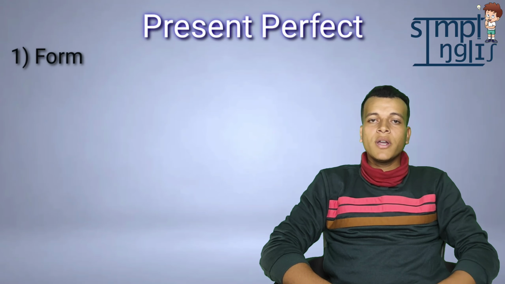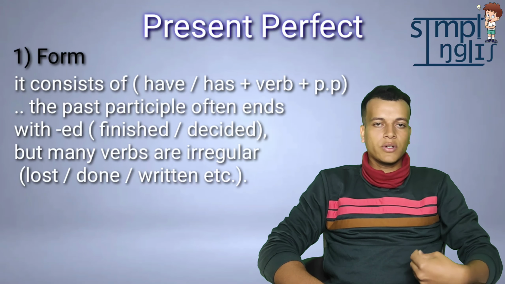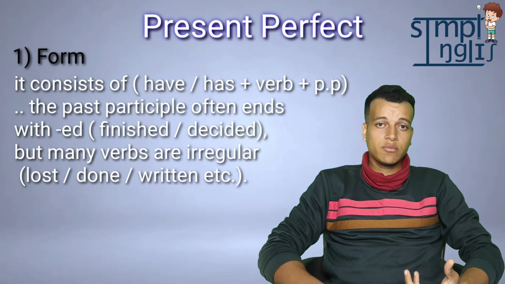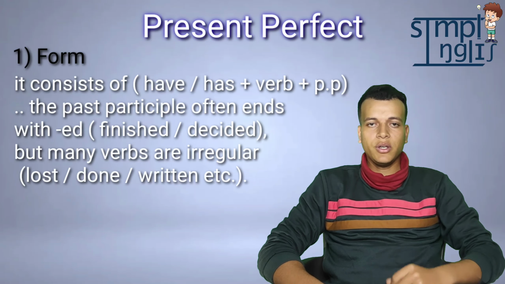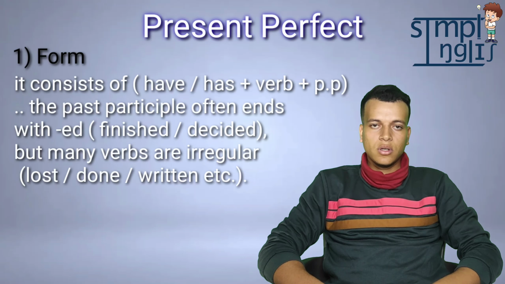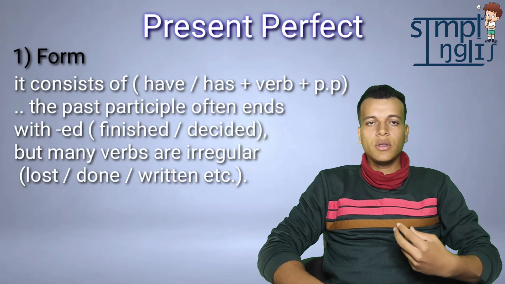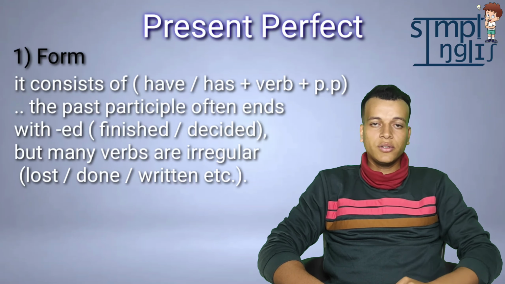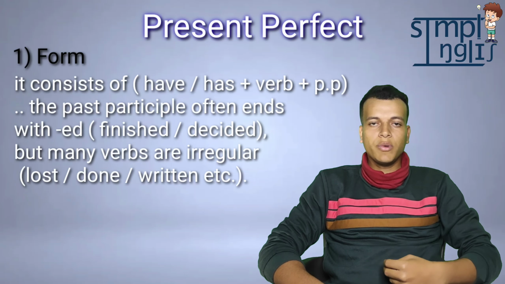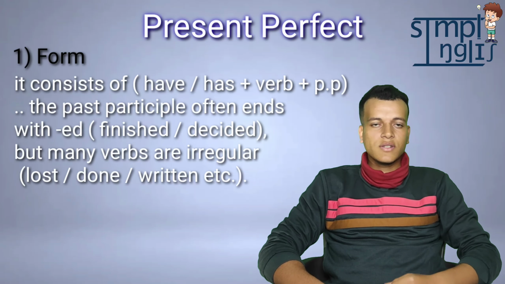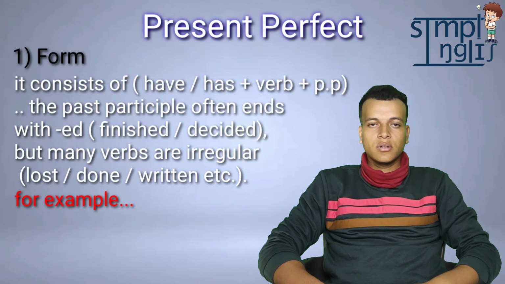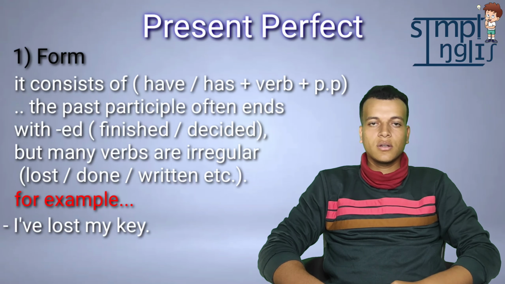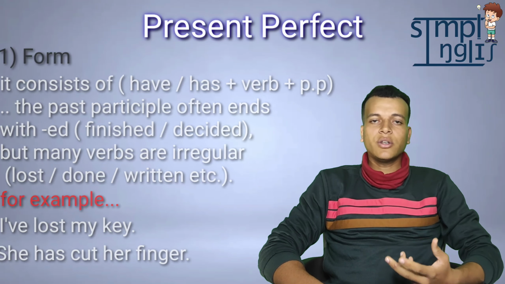Now, let's talk about the present perfect. With regard to the form, it consists of have with plural subjects or has with singular subjects plus the verb plus the PP, or the past participle. The PP often ends with ed, such as finished or decided, but many verbs are irregular, such as lost, done, written, etc. For example, I've lost my key. She has cut her finger.